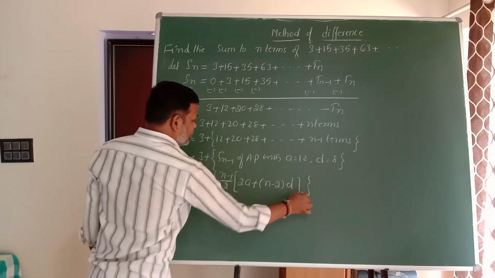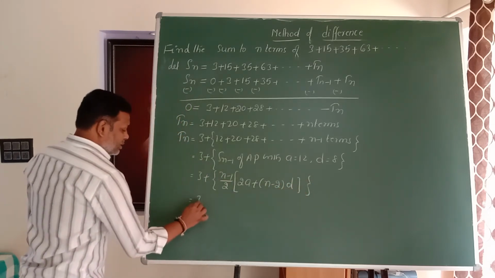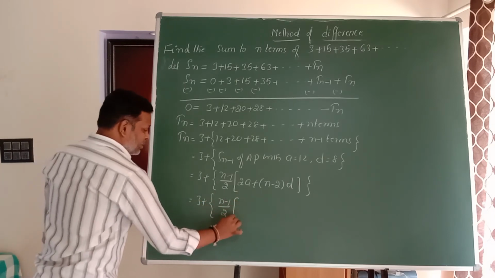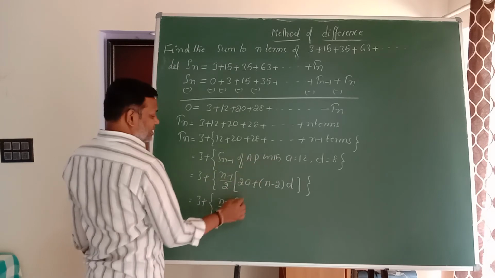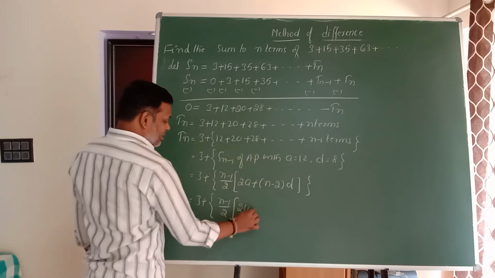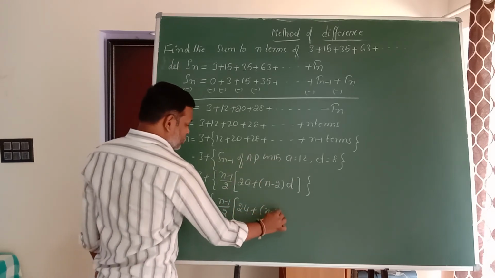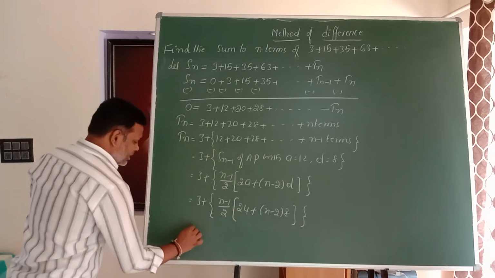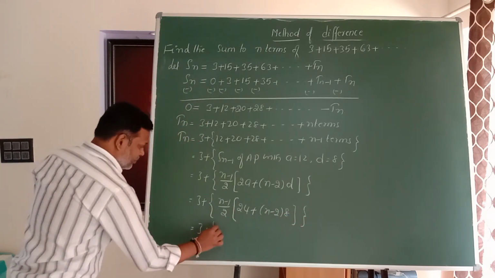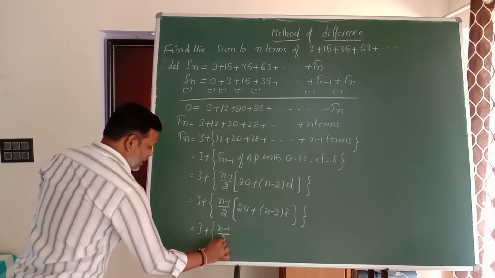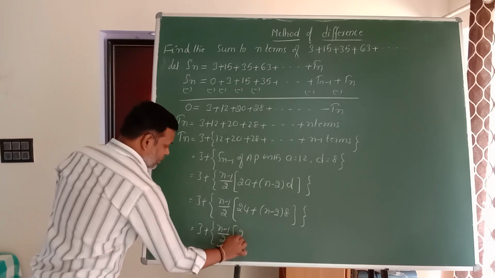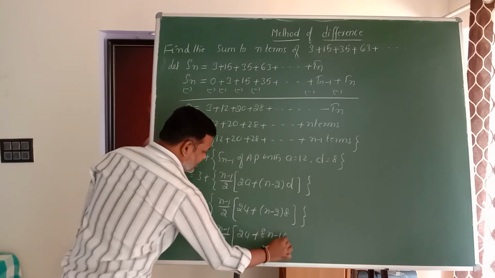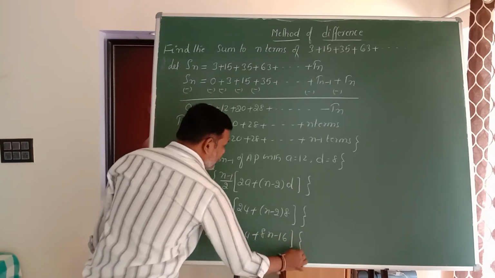Now just substitute the values here. That is equal to 3 plus (n minus 1) divided by 2 into 2A. 2 into A, A is 12, 2 12s are 24, plus (n minus 2) into D, D is 8. Just simplify. That is equal to 3 plus (n minus 1) divided by 2 into (24 plus 8n minus 16). Just simplify this.